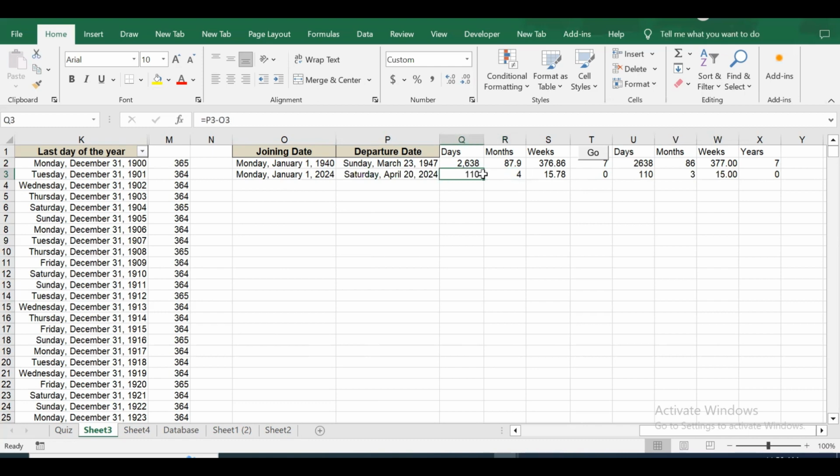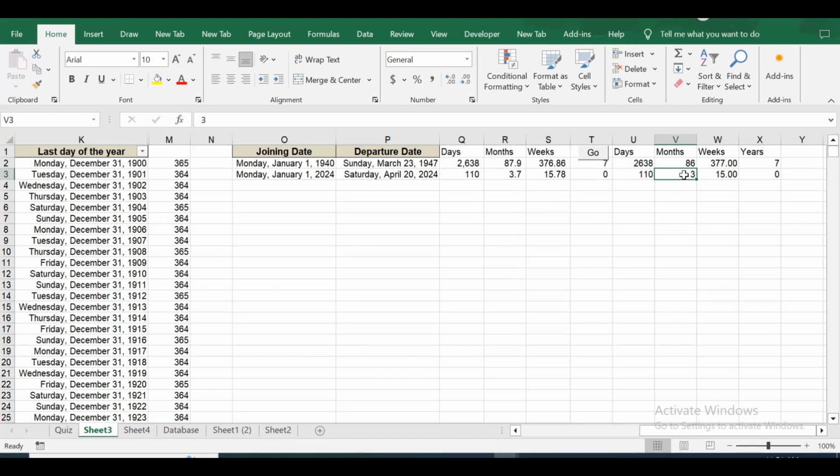It says that 110 days have passed, and 4 months, since we are in April. If you take it precisely, it is 3.7 months, and the weeks are 15.78. Whereas the DateDiff function gives you the 110 exact days, no issue in that, but for the months it ignores any fraction, because we are standing in April at the moment, so 3 months have passed.